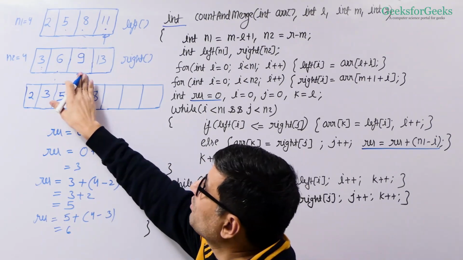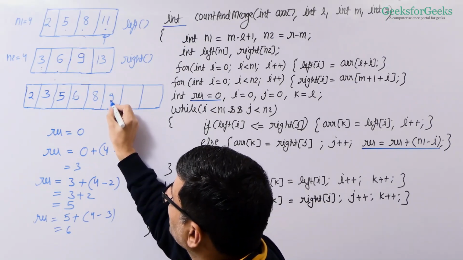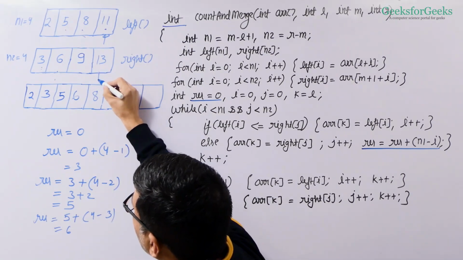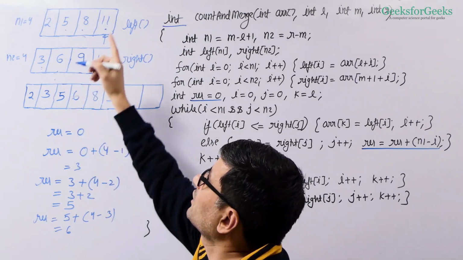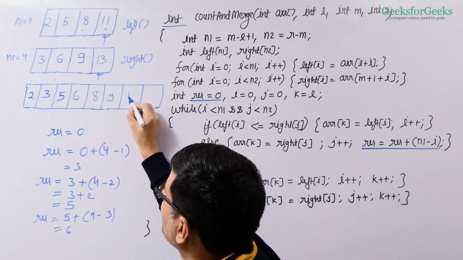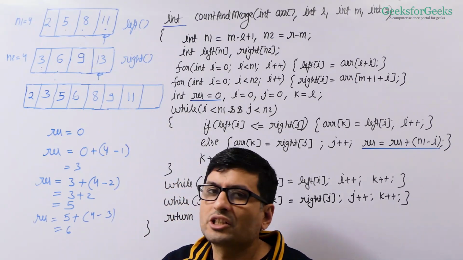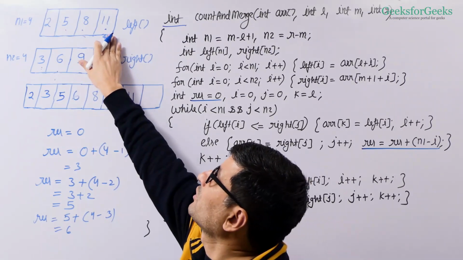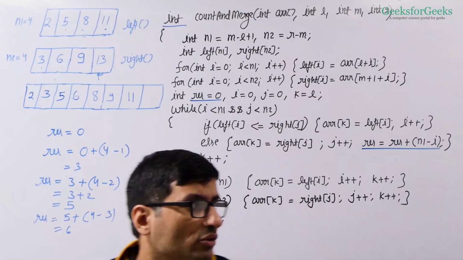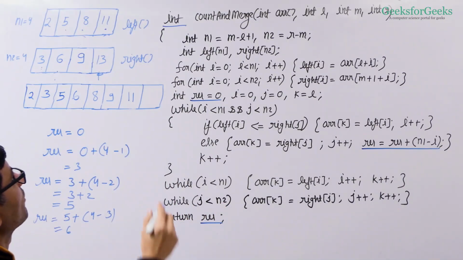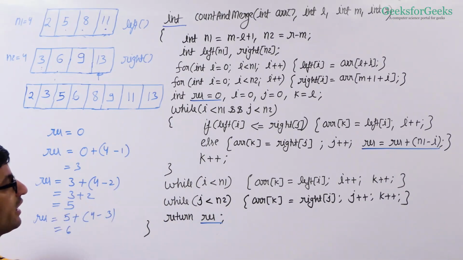And what are we going to do? We are going to put 9 here in the result array, and we are going to increment this here. And now again we are going to compare left I and right j. And this time left I is smaller, so we are simply going to put left I. And at this point, you come out of this loop because you have traversed all the elements in the left array. And what are you going to do now? You are going to come into this particular loop, going to copy 13 here. And at the end, you are going to return the result 6.